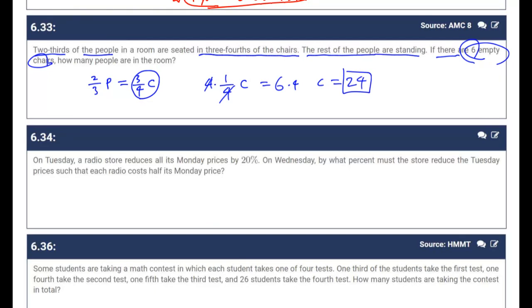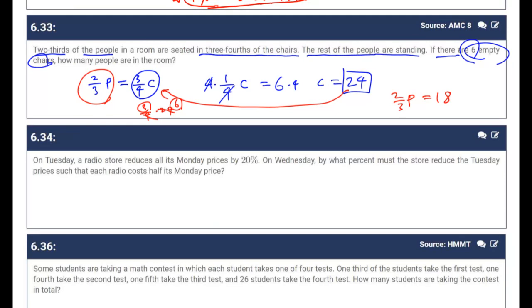Well, you can use this number and plug it in right here. So what is 3/4 of 24? 4 goes in there 6 times. So 3 times 6 will be 18, right? So 2/3 of people, which is this, should equal 18.